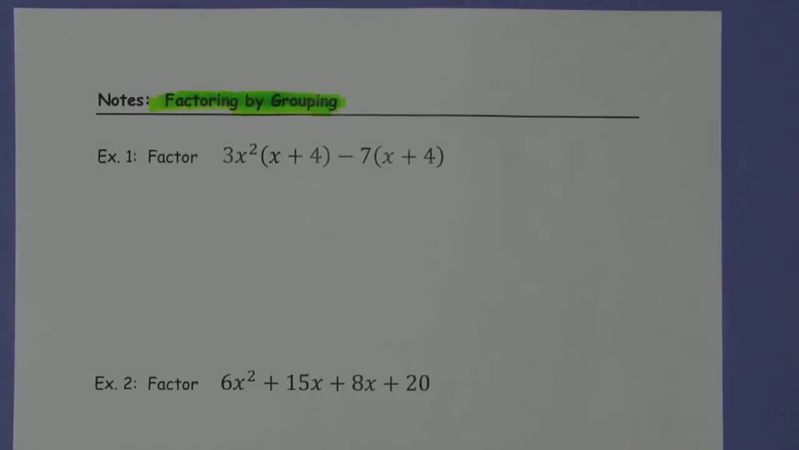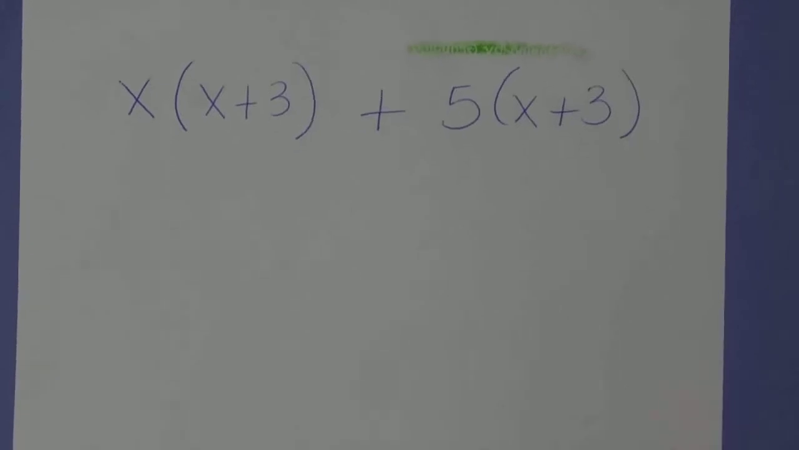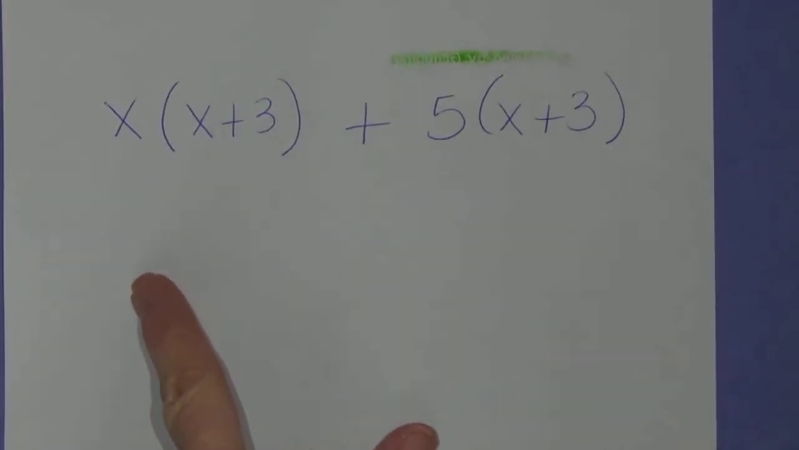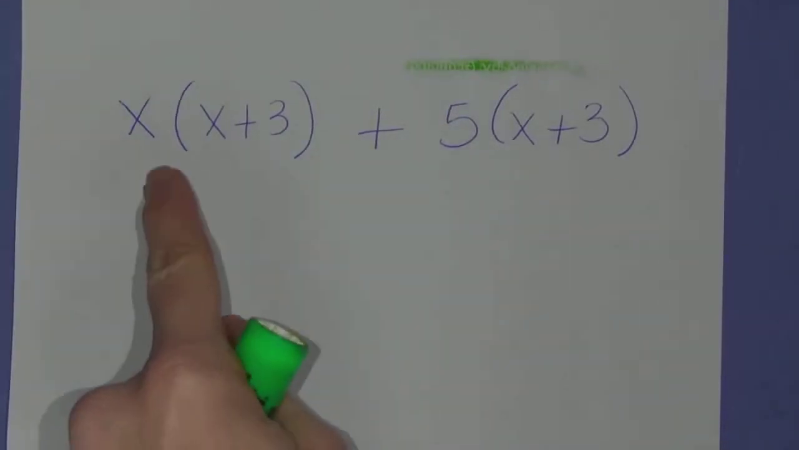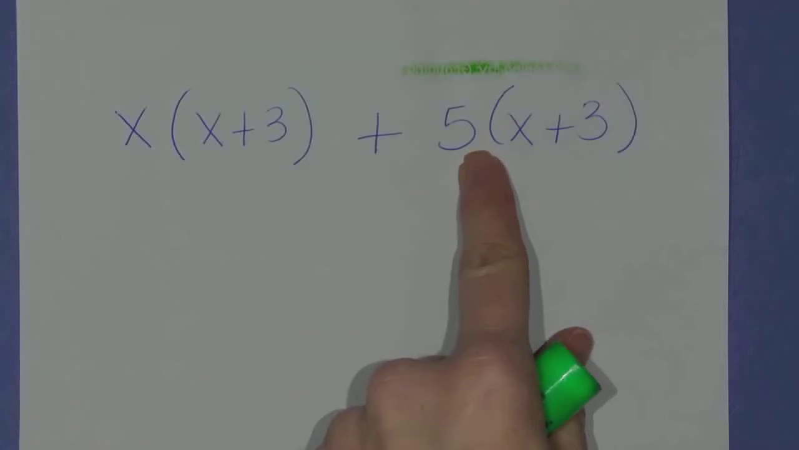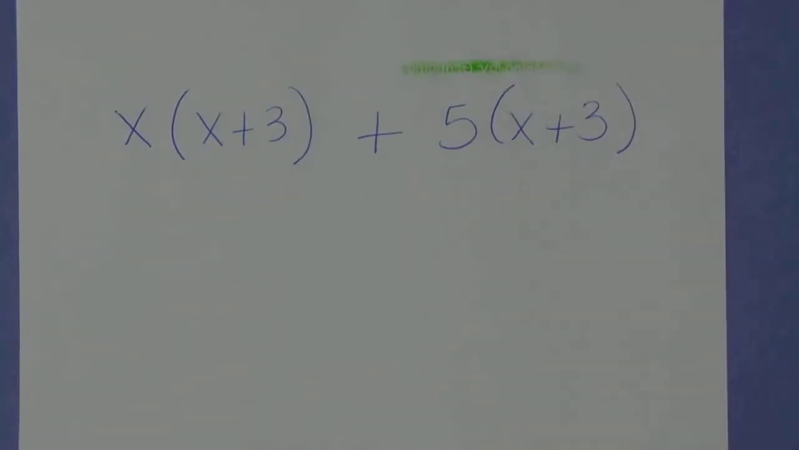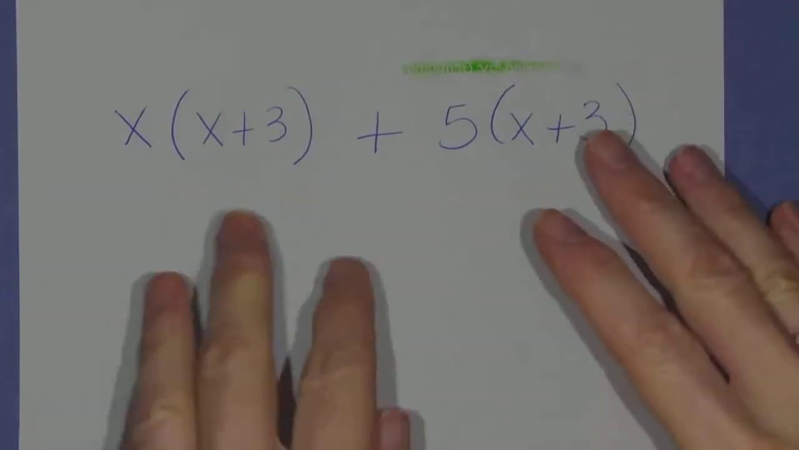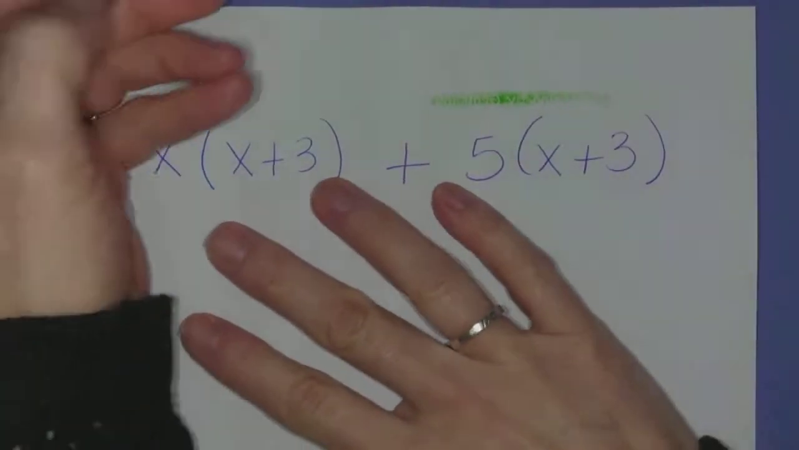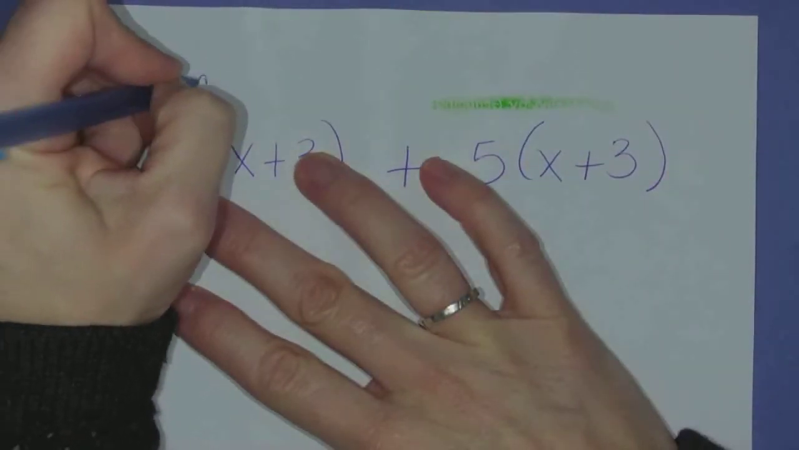But before we do those three examples, we're going to do on the back just a little side example to get things started. So if you will please turn your worksheet over and write this problem down. x times the quantity x plus 3, plus 5 times the quantity x plus 3. Believe it or not, this problem could be presented to you and the directions could say factor.